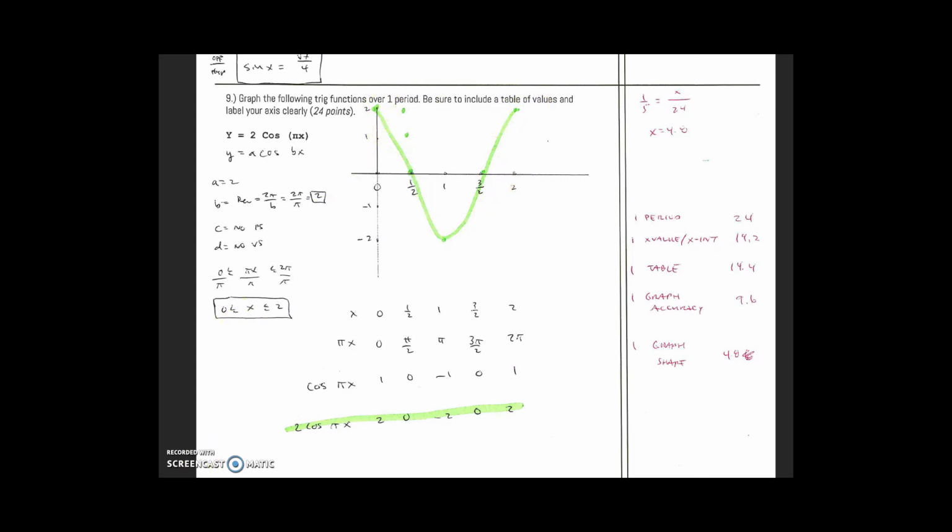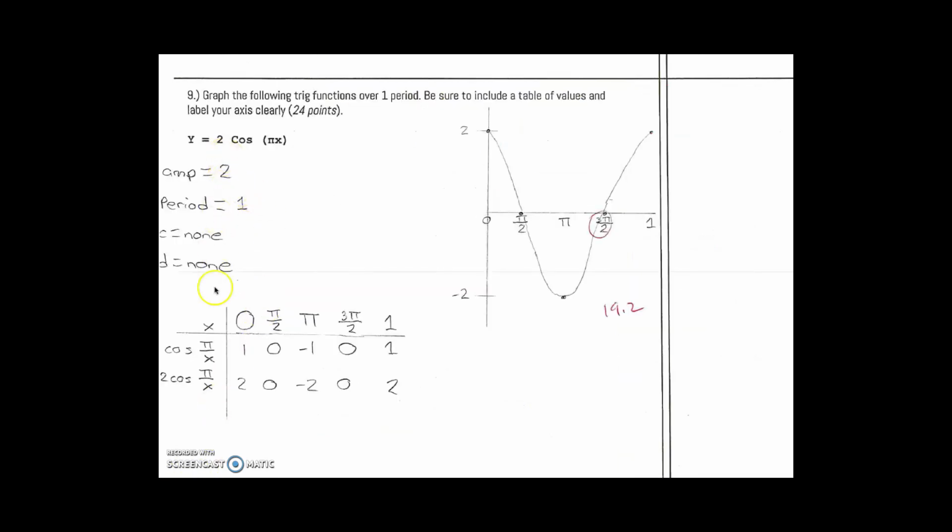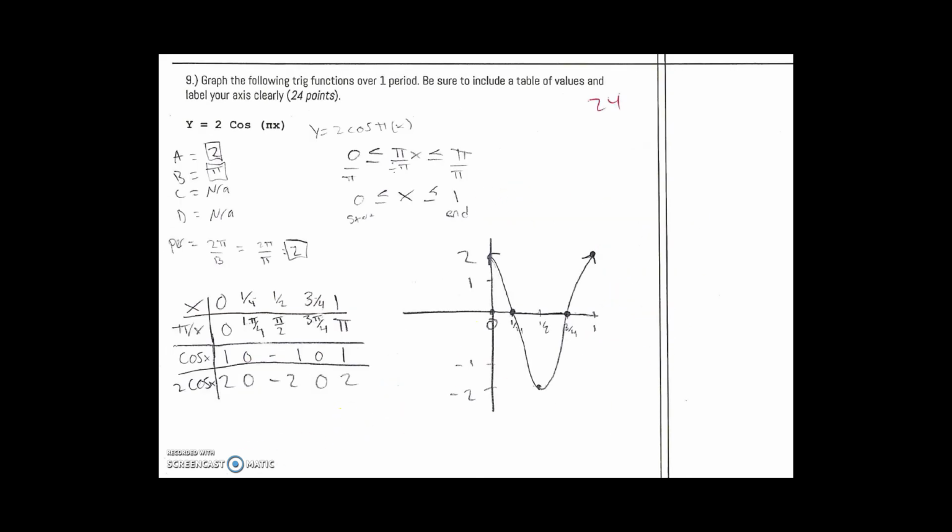Let's look at some work. Student work, everything looks correct, has a nice table, used a ruler. The only thing I took off a point for was their x values. So even though these table values are correct, the x values are wrong, so I took off a point. Here's some student work, full credit, 24 out of 24, could have used a ruler, that would have been helpful.